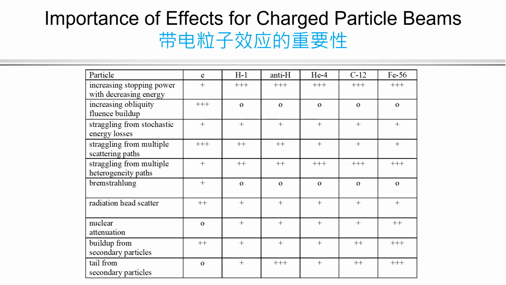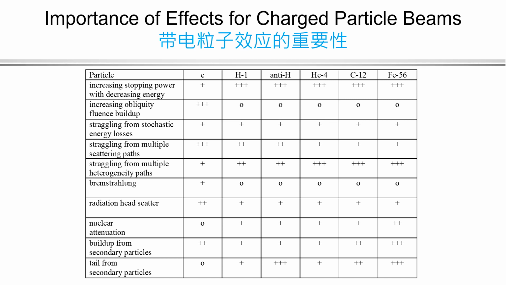Straggling due to stochastic energy losses is a small effect for all the beams. Straggling from multiple scattering paths is very important for electron beams, somewhat important for proton and antiproton beams, and less important for the heavier particles. Straggling due to the particles taking multiple paths through heterogeneities is surprisingly more important clinically for the heavier particles. This non-intuitive statement is because the smaller angle of scatter prevents the dose distribution from being blurred, resulting in localized regions of under and overdose.